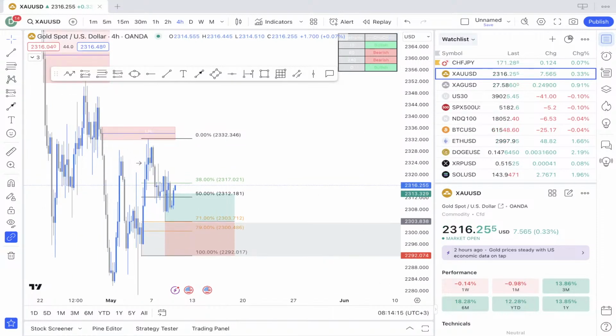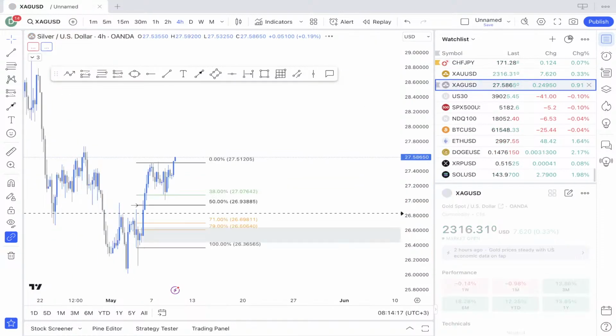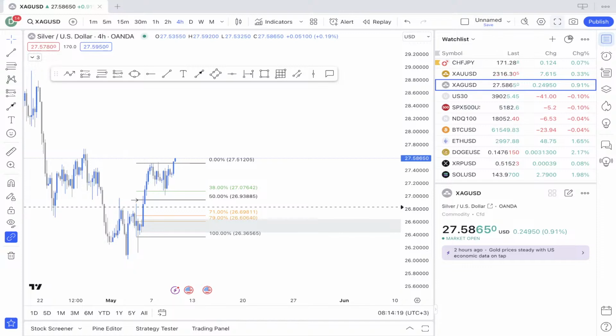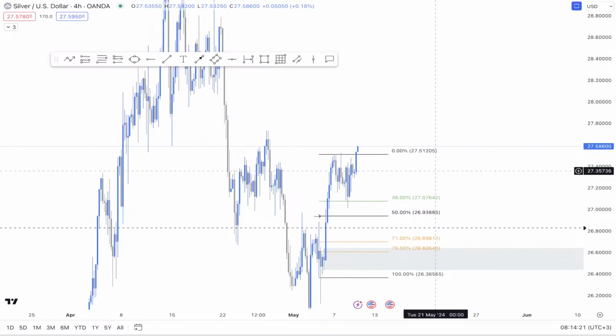Okay, and on silver we have another bullish opportunity, but price seems to be this bullish that it doesn't really want to retrace.